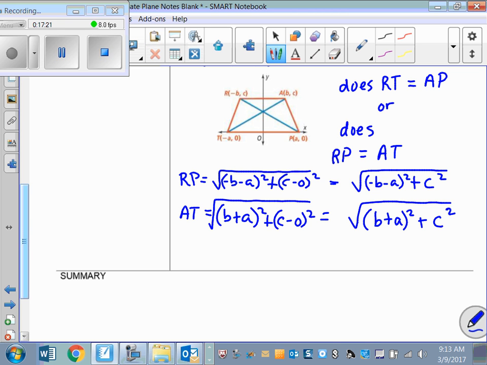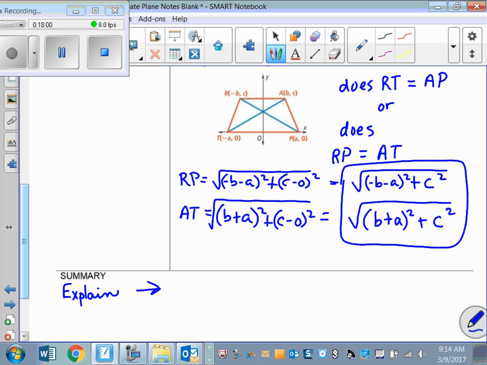So, are those two things the same length? I'm going to leave you with that little challenge to figure out and explain to me if these two are the same. Then I want you to write an explanation. Most of you don't write summaries anyway, some of you do, and they're beautiful summaries, but some of you don't. So explain why those two things are equivalent. If you don't care to explain that, then what I want you to do down here in your extra space is show using the distance formula that RT equals AP. So do that for me.